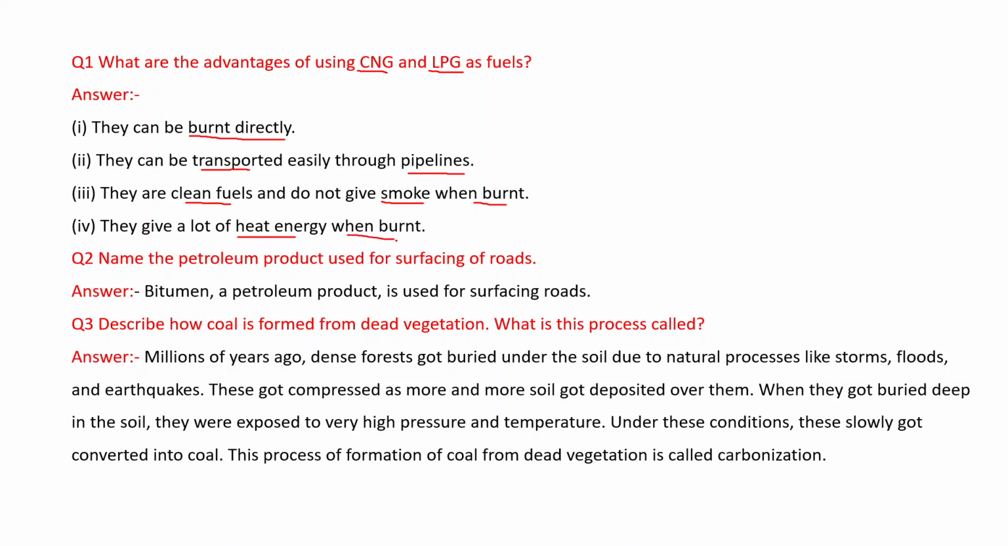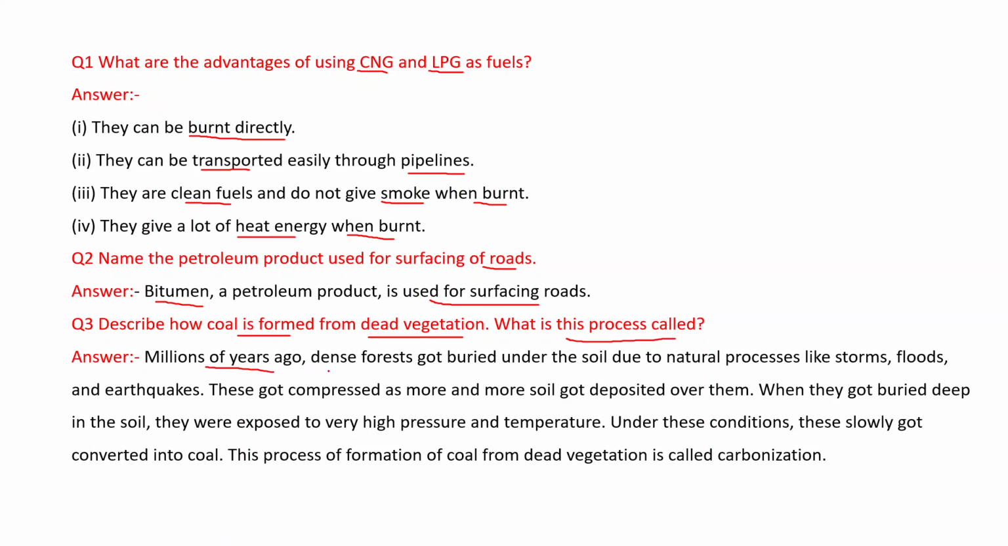Okay. Second question. Name the petroleum product used for surfacing of roads. Answer is bitumen. A petroleum product is used for surfacing roads. Next, describe how coal is formed from dead vegetation. What is this process called?